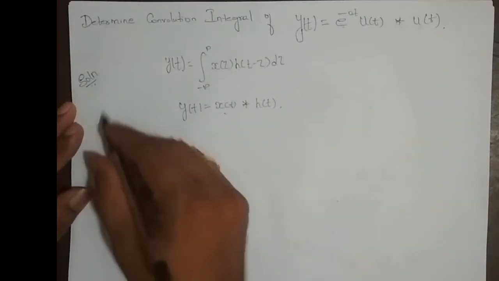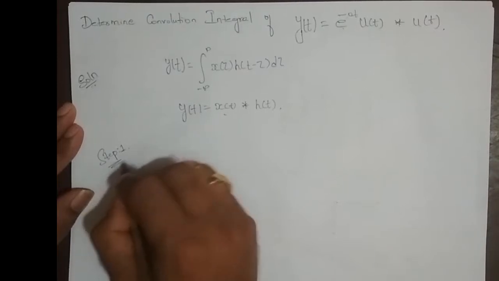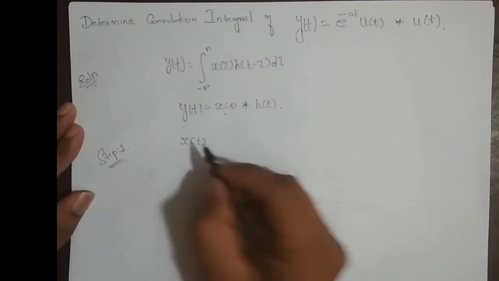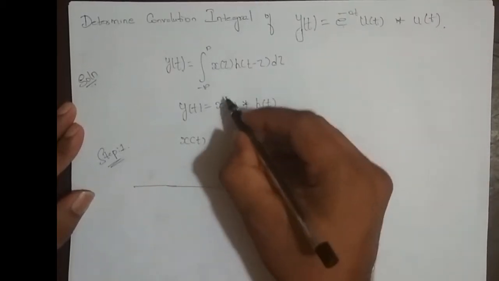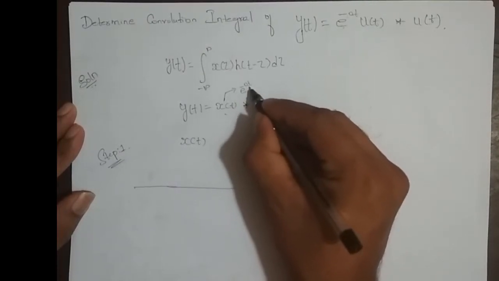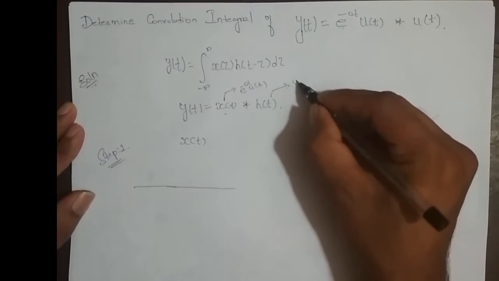So, solution, step 1. These steps are the same as what we had for convolution sum. We'll plot x of t. But before that, we'll take x of t as e power minus at u of t. This will be our x of t, and h of t will be u of t.